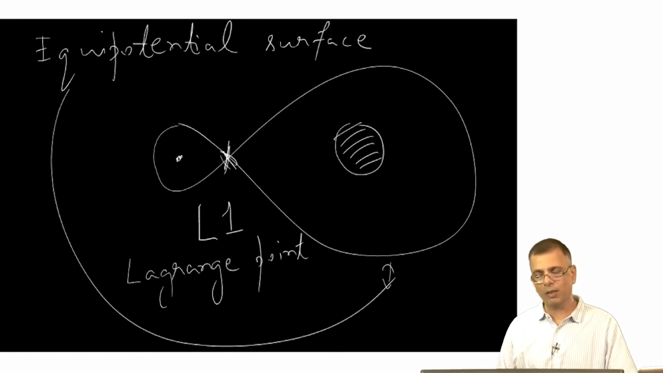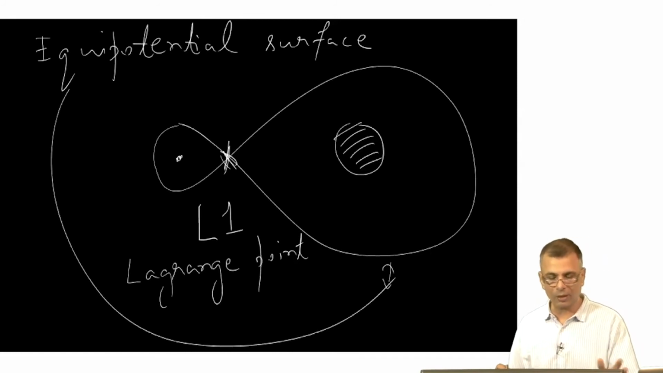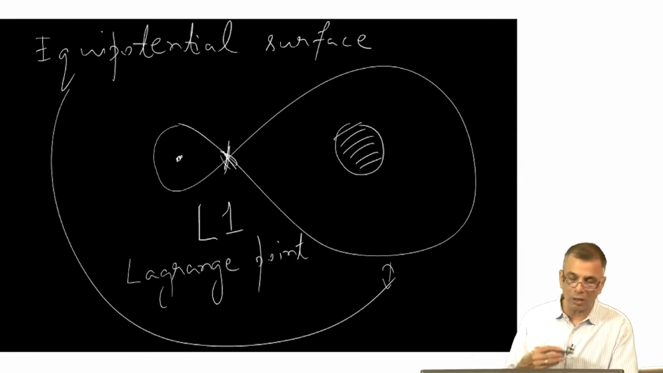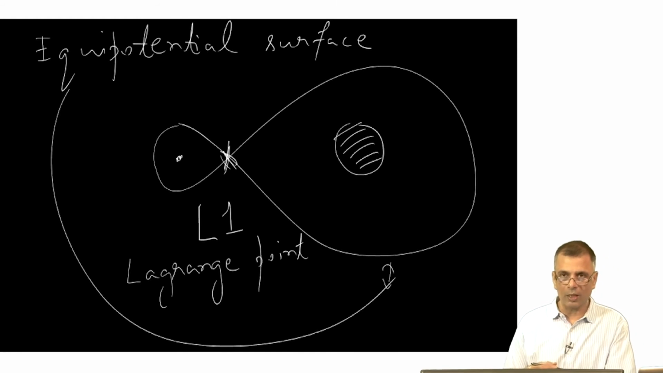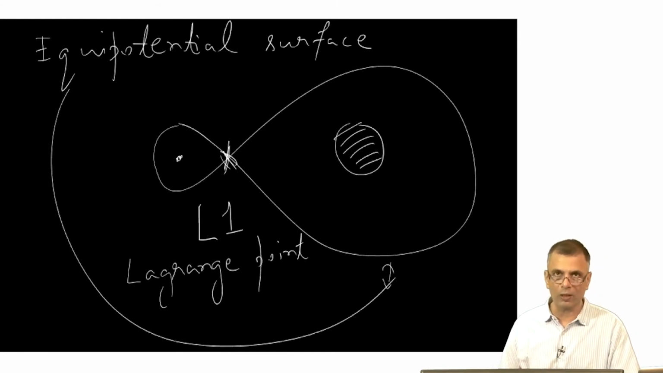Okay, so this is, for instance, satellites. Suppose this was the Earth and that was the Sun, and so the L1 Lagrange point, of course, is much closer to the Sun. And satellites for the Earth often like to be parked at the L1 Lagrange point. The L1 Lagrange point for the Earth-Sun system is about 1.6 million kilometers above the Earth. Okay, so that's pretty far away.